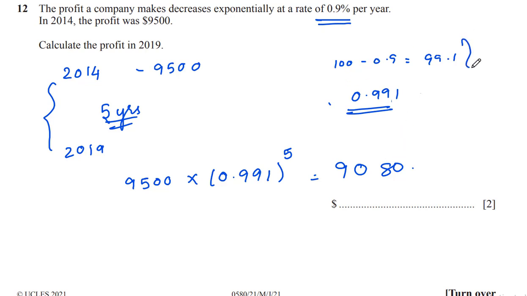So you have to be clear with the multiplier, how we are finding the multiplier. If you know how to find the multiplier, then it is easy to do all problems related to percentage increase and percentage decrease.